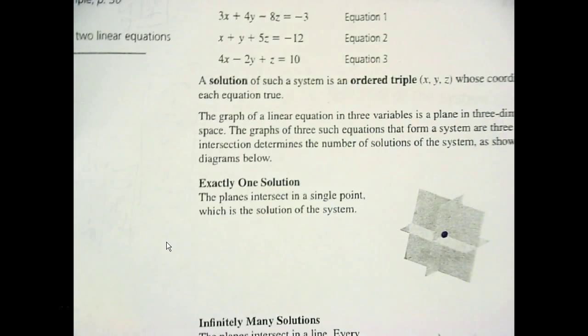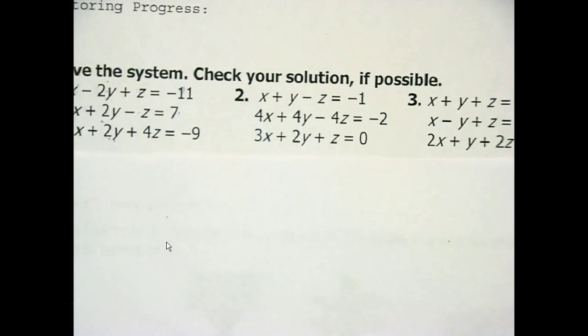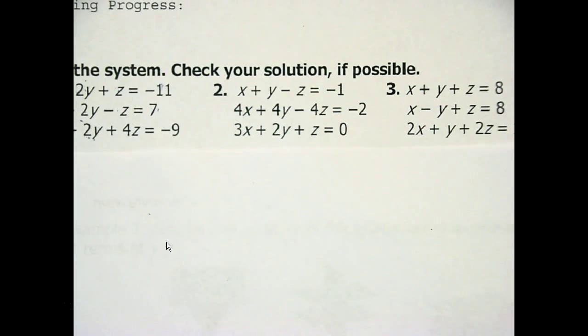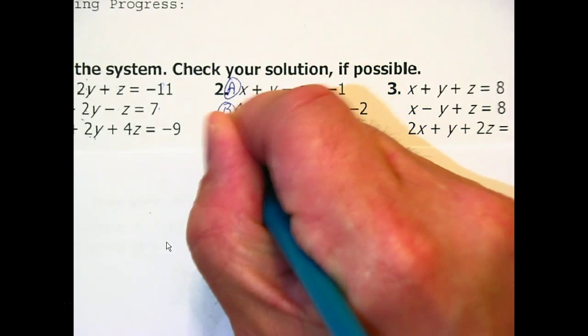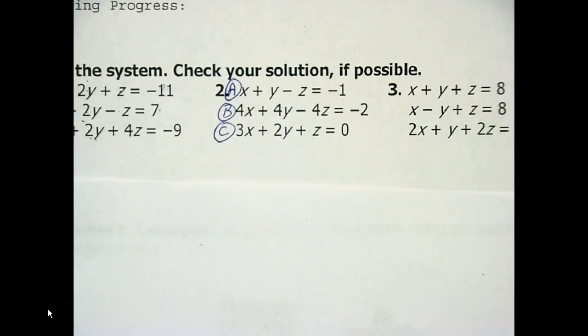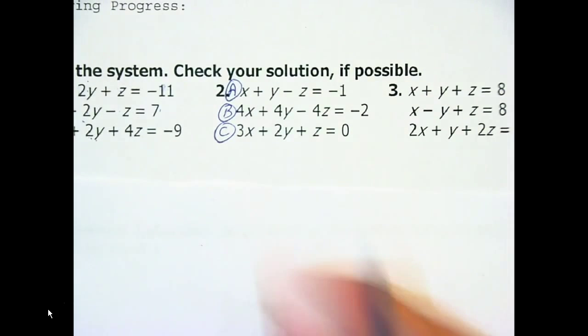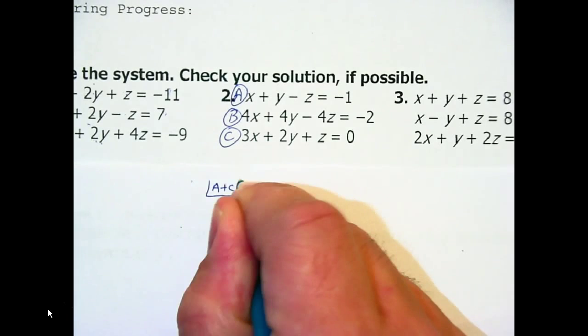Okay, I want you to try number 2. Come up with a plan, like I'm going to eliminate this variable using these equations. Talk with your group about it. Okay, what are your plans? Someone give me their plan. Chase. Okay, you're going to go A plus C to eliminate Z. Okay. Good, so if you didn't have a plan, there's a good start. Give it a go.